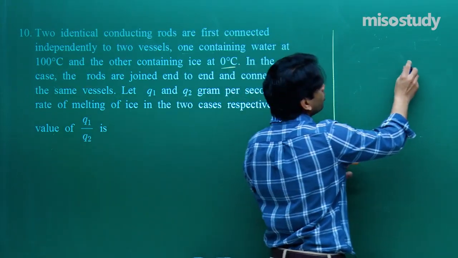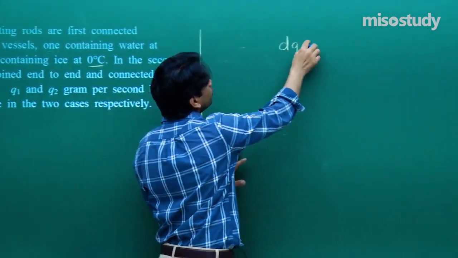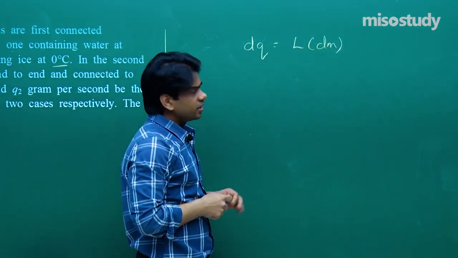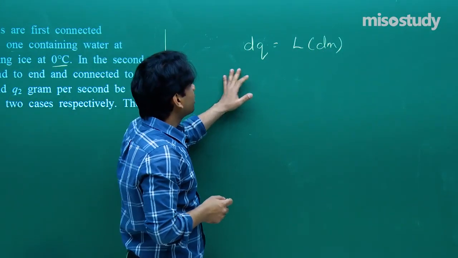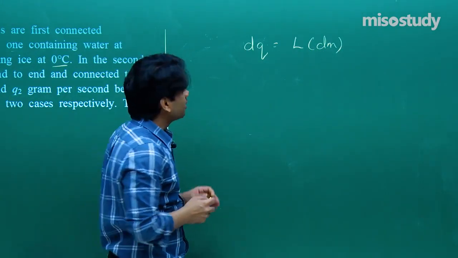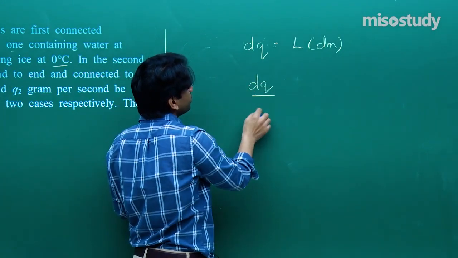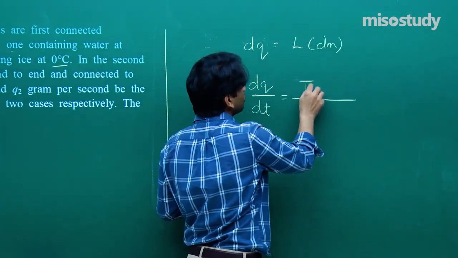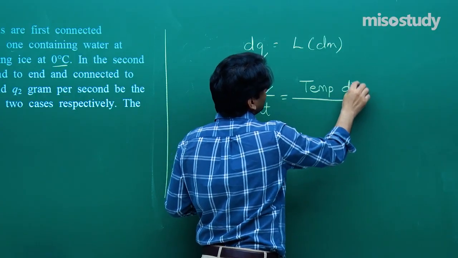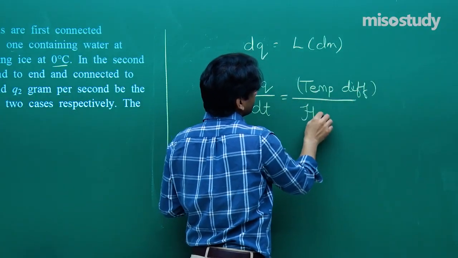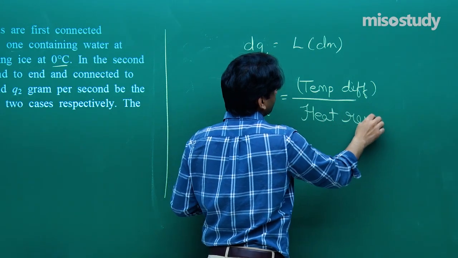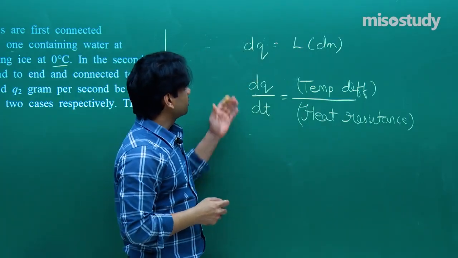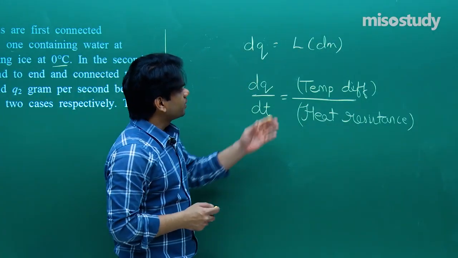First of all, we all know that the amount dQ is equal to L into dm, that is what we can write. Next, we all know that the rate of heat energy transfer, dQ by dt, is equal to the temperature difference divided by heat resistance. This is what we know about the rate of heat energy transfer.